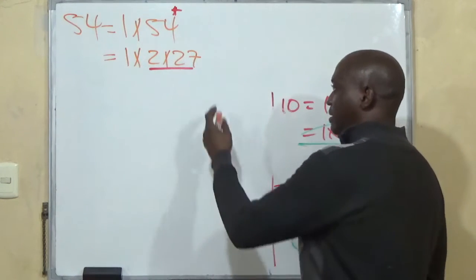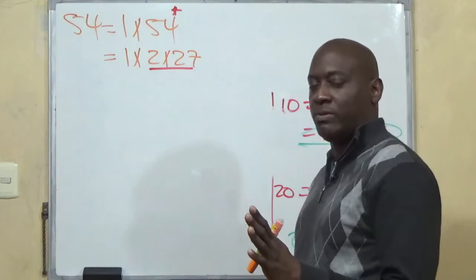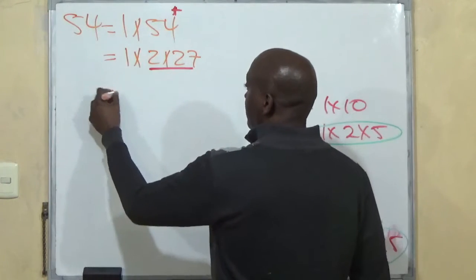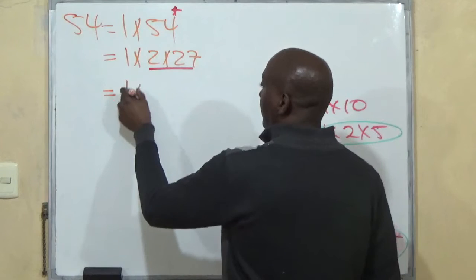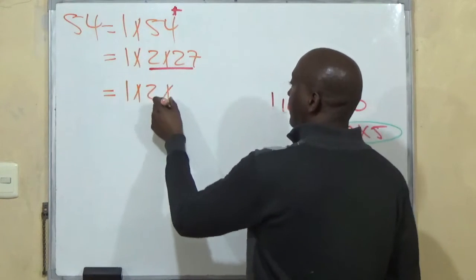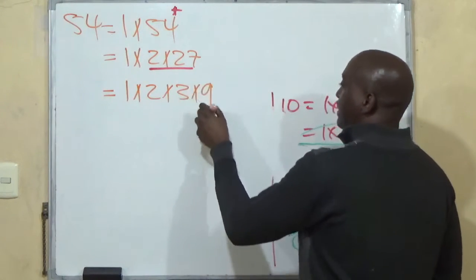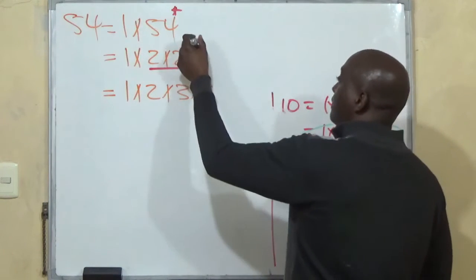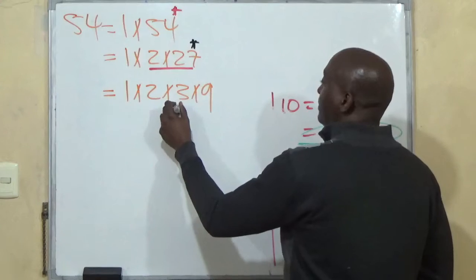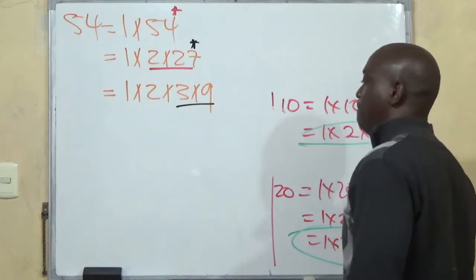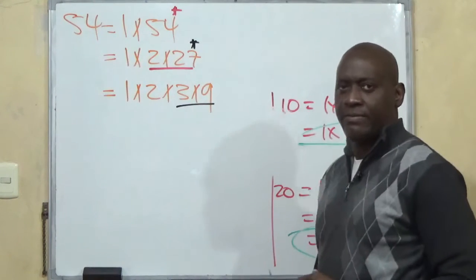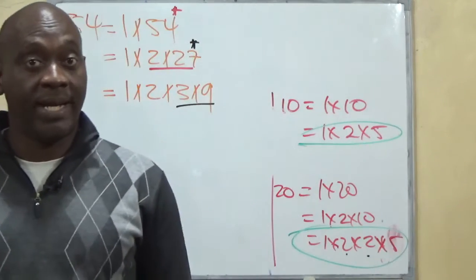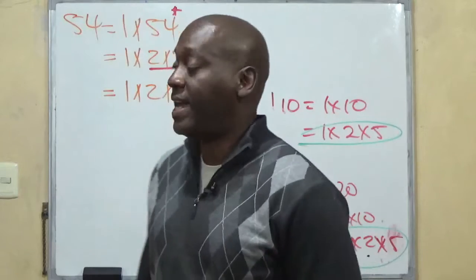But 27 is also factorizable. We know 27 is 3 by 9. 1 by 2 by 3 by 9. So we take this 27 and we express it as 3 by 9. But 9 itself is factorizable. Not being a prime number, we know that 9 is also a perfect square. So 9 is 3 by 3.